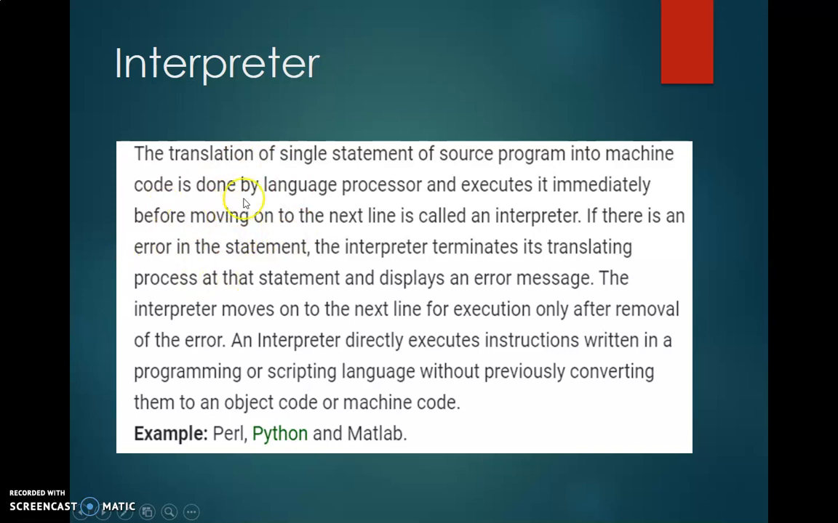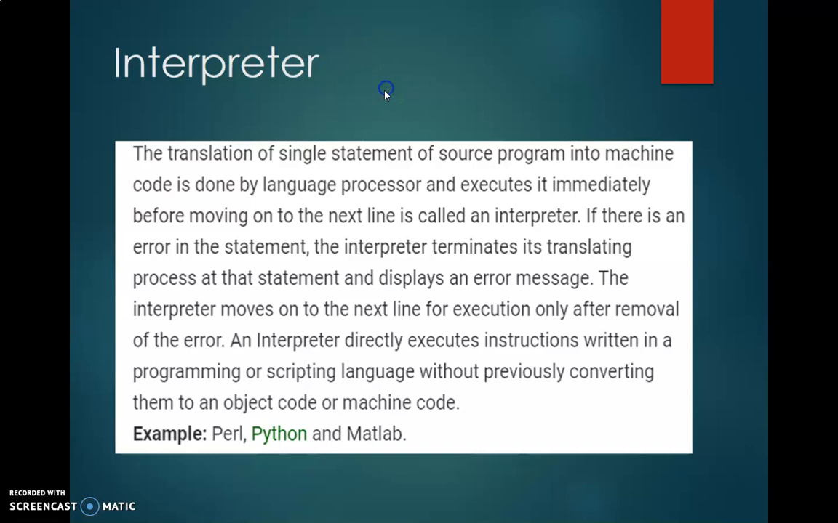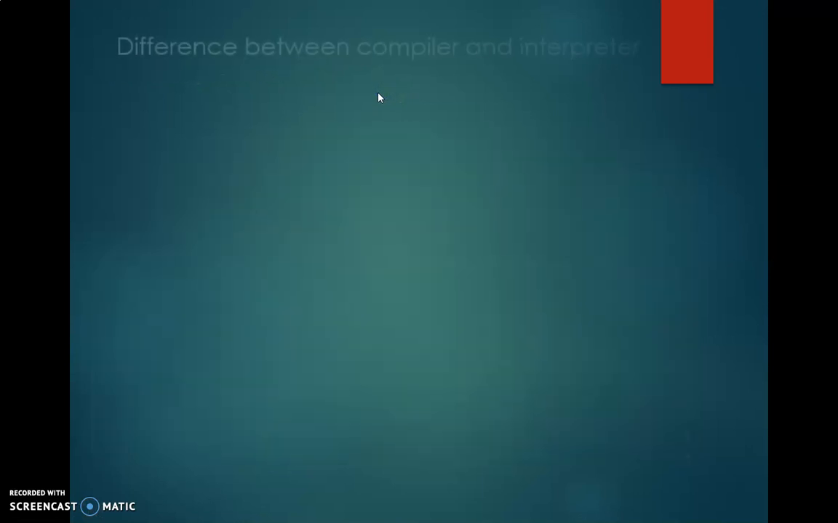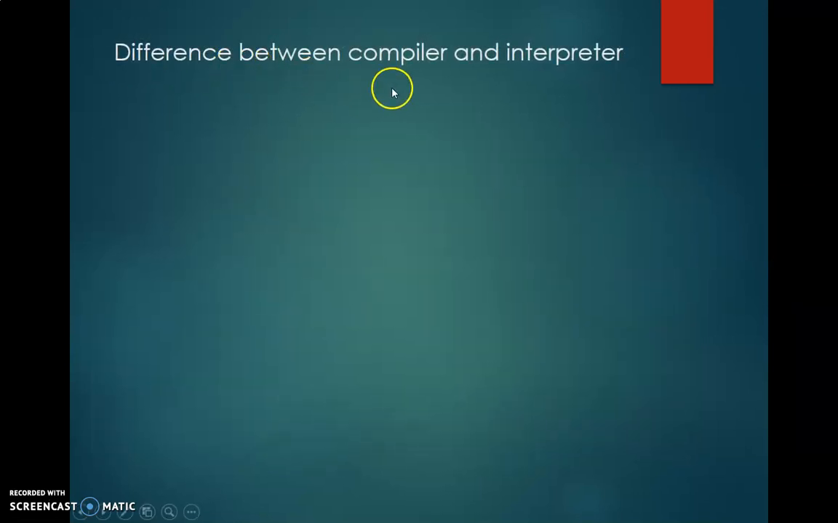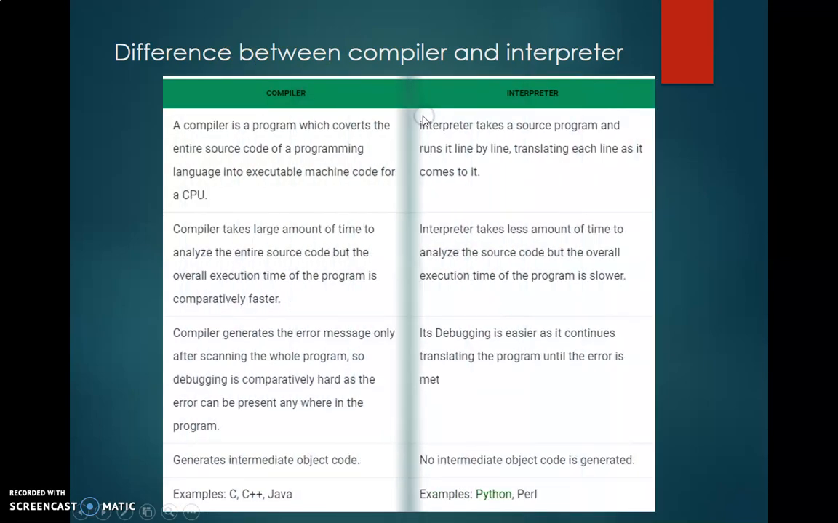It will interpret the code, or go through the code line by line. If any error happens, then immediately it will stop the execution and show the error. We have to solve that error, then only we can move ahead. Examples of programming languages which use interpreter: Perl, Python, MATLAB. To understand its working properly, let's go to the difference between compiler and interpreter.